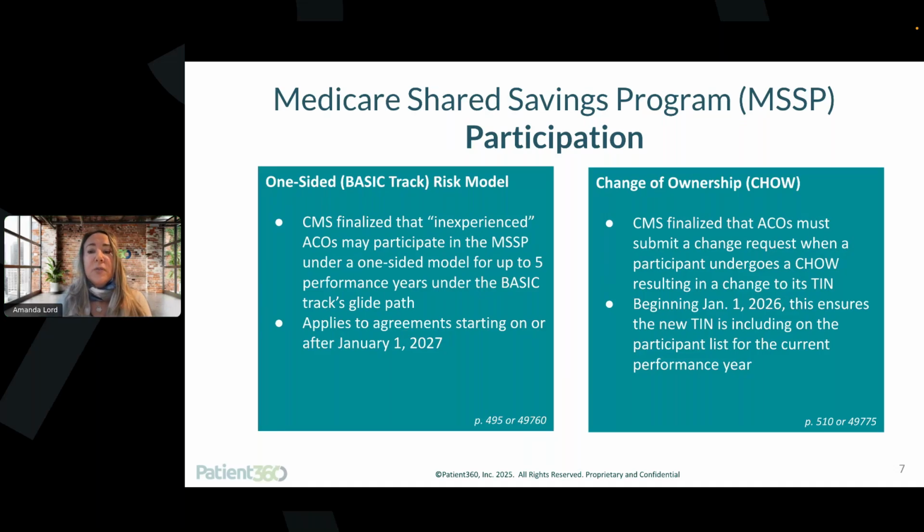This flexibility is for situations where a practice is acquired and rolled into a new TIN. Under the old rule, that new TIN couldn't join the ACO until the next year, which was pretty annoying. So now the ACO can notify CMS mid-year. CMS will approve its addition to the ACO participant list for the current performance year. This ensures the new TIN and its providers are properly included in the ACO's quality reporting, financial reconciliation, and the beneficiary assignment from the start.